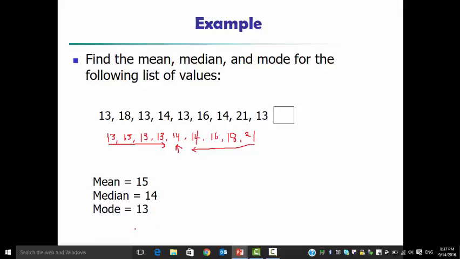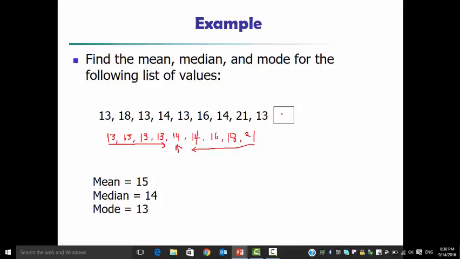What is a mode? Highest frequency. So when you order the numbers, then you can see how many 13s? 4. How many 14s? 2. And then the rest, 1. Then what is the highest frequency? Which one occurs most often? Then 13. That is the mode here.